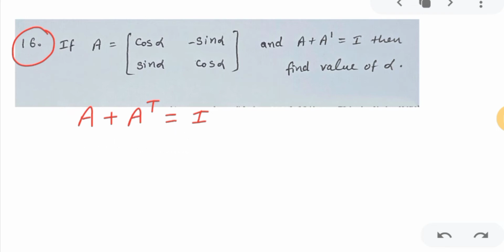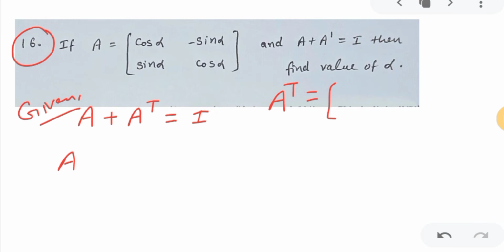Correct. So since this is given, first I need to find the left side matrix, then I will compare with the right side matrix. Then only we can find the value of alpha. So A is given. A transpose I am writing here. A transpose will be, I will just interchange the rows and columns.